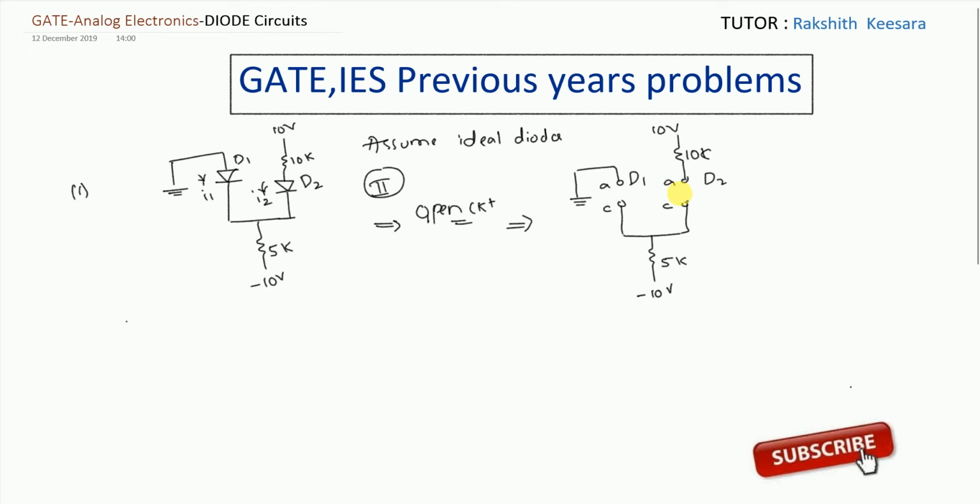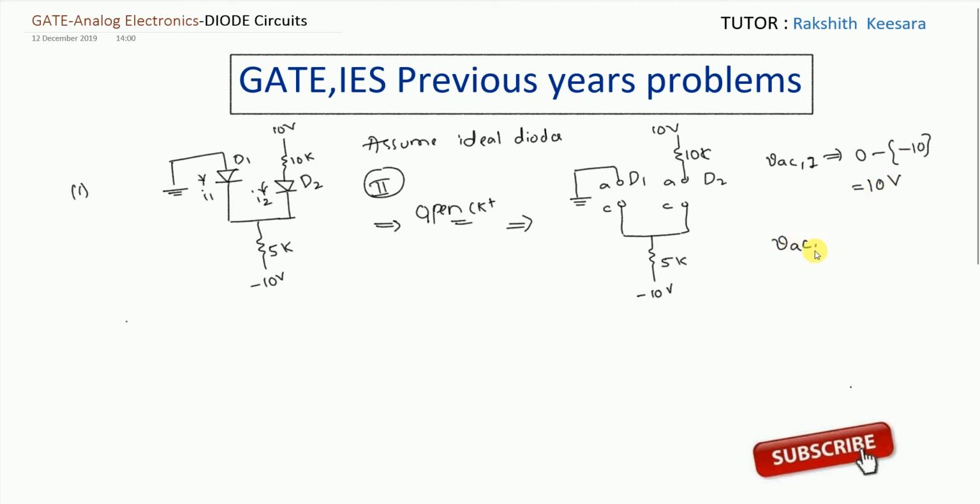Which diode is having more VAC? It will turn on. So first I am finding across D1, VAC across D1. That is, what is the A voltage? It is connected to ground, so it is 0, minus what is C voltage? Since there is no current flowing through this, C is directly connected to minus 10. C voltage is minus 10. That is 10 volt.